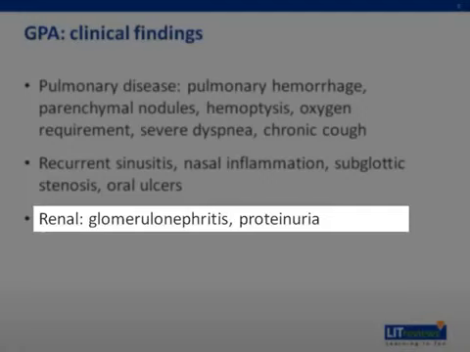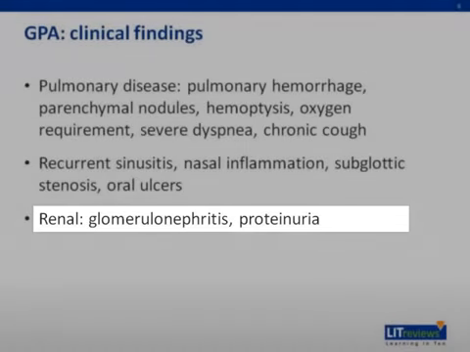Biopsy of the kidney reveals what is called pauci-immune glomerulonephritis. This means that in contrast to the renal lesions in systemic lupus erythematosus, using immunofluorescent staining, antibodies and complement are not deposited in the glomeruli.